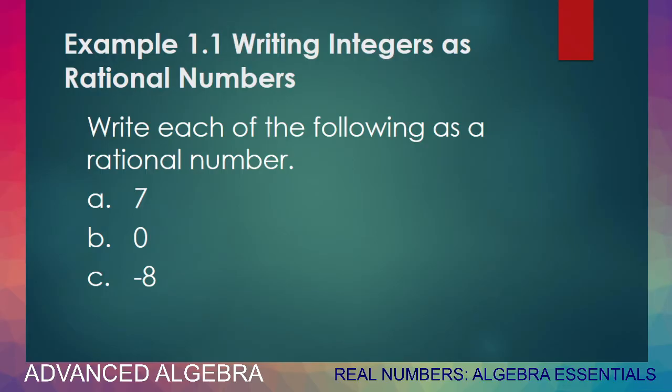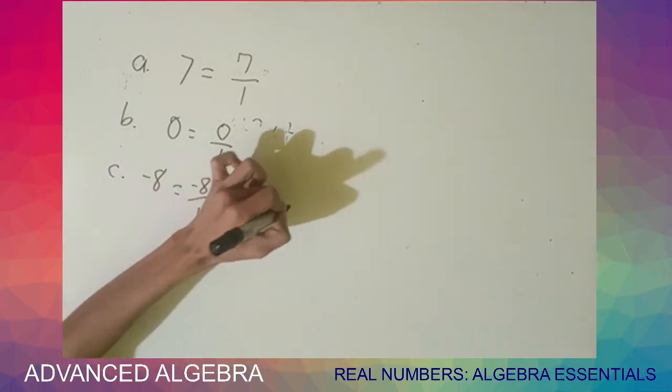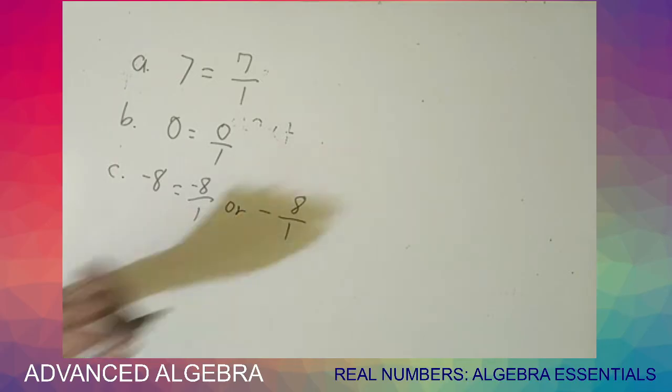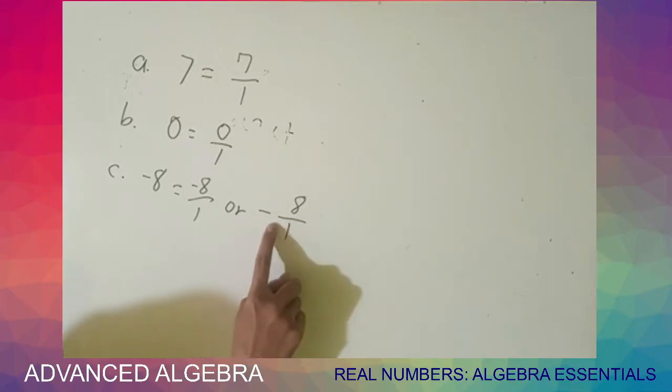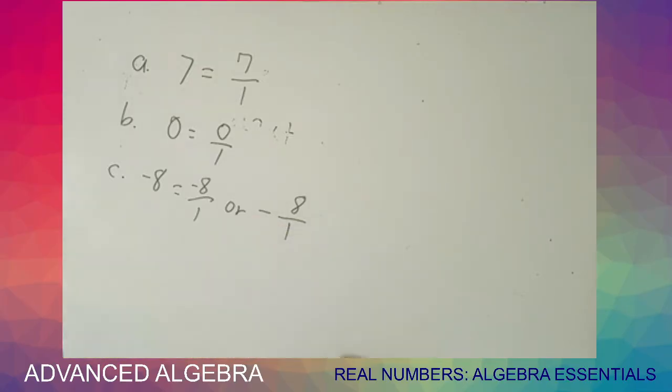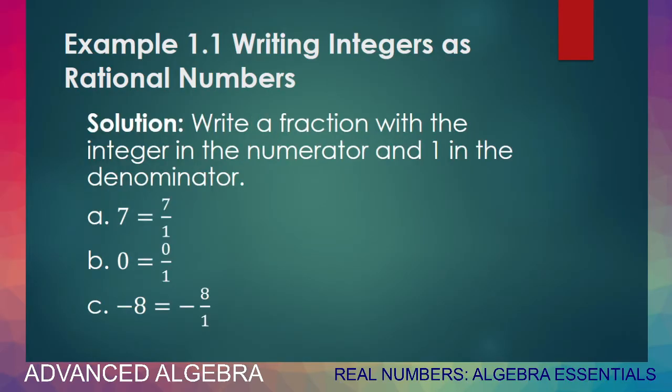Pero pag sinimplify natin si 7 over 1, 0 over 1, 8 over 1, ang sagot niya ay 7, 0, at saka 8. Okay, negative pala yung example. Sorry. Okay, so si negative 8 is magiging negative 8 over 1. Or, pwede natin siya i-express as negative 8 over 1. Nasa gitna naman siya, yung negative natin, katapat siya ni fraction bar. Yan. So next. So ito yung sagot.